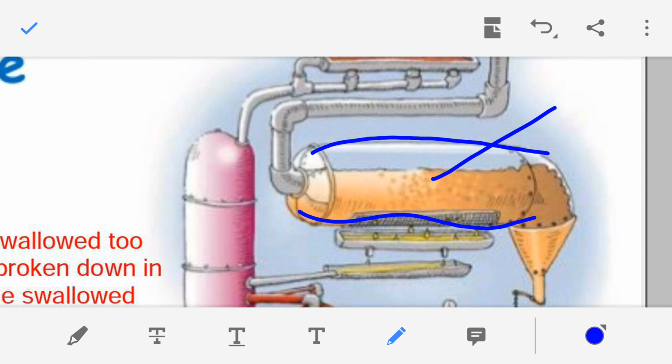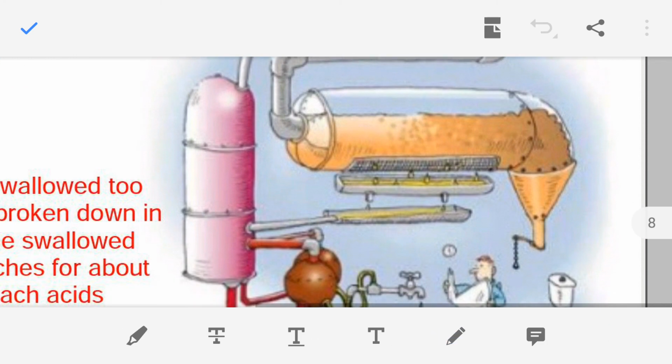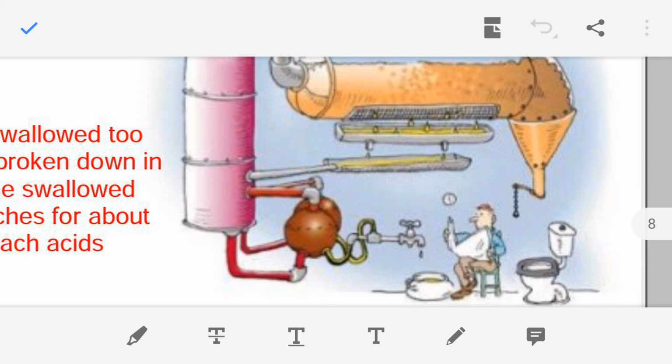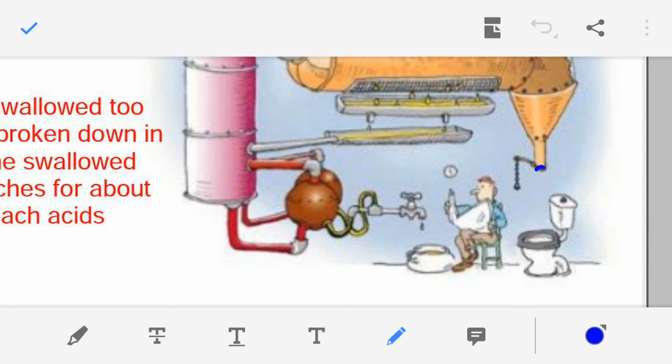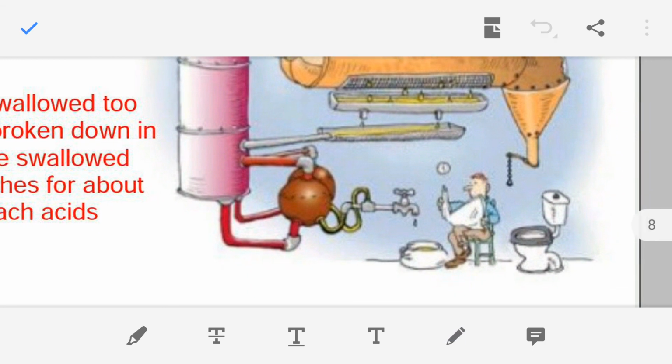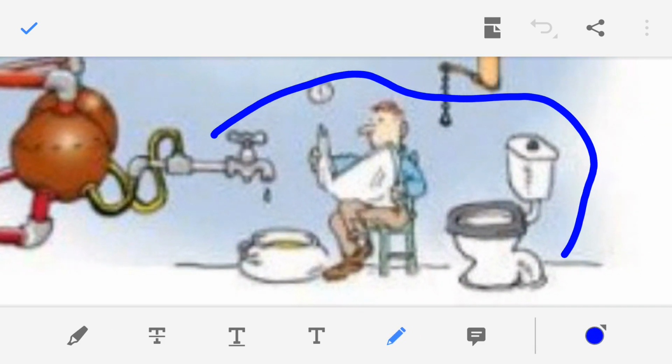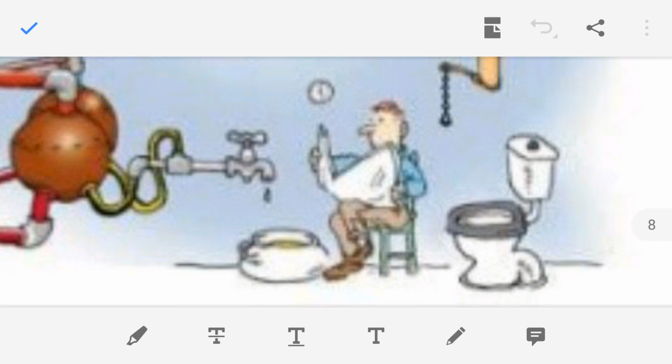Okay, so the undigested food, due to the peristalsis, comes over here, water is absorbed and now the feces is formed. The feces finally enters into the rectum, and then this is the anus, and this person, now this is the morning time. Okay, so you can understand.